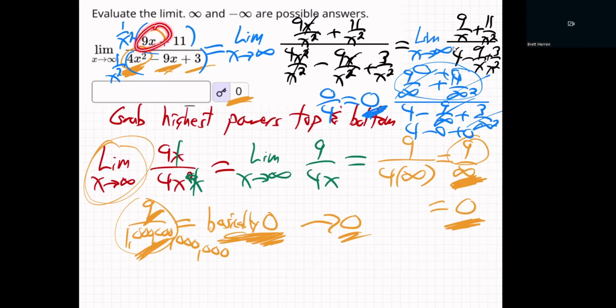Long story short, just grab the most powerful term, top and bottom, like I did in the beginning, reduce them, plug in the infinity, 0, done. I just wanted to show you why that's all true. And there we go.